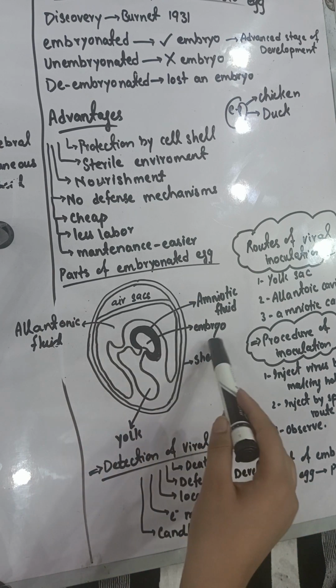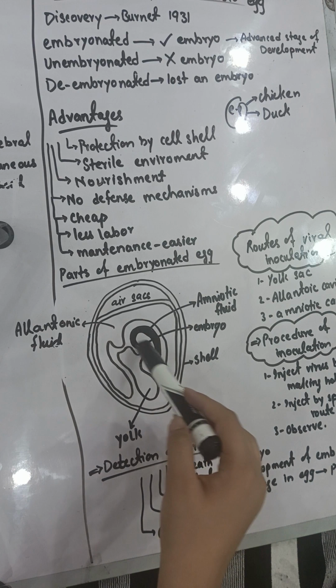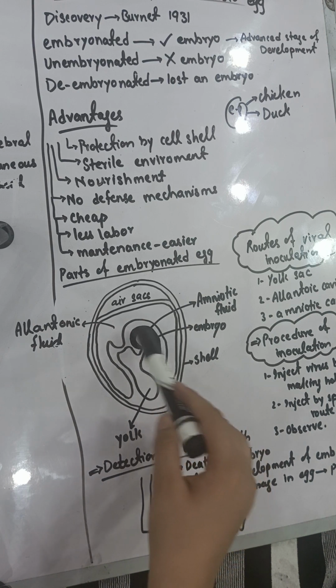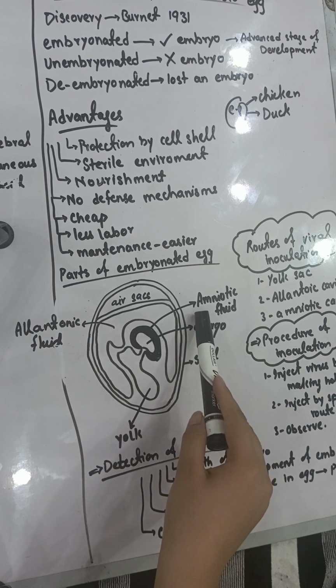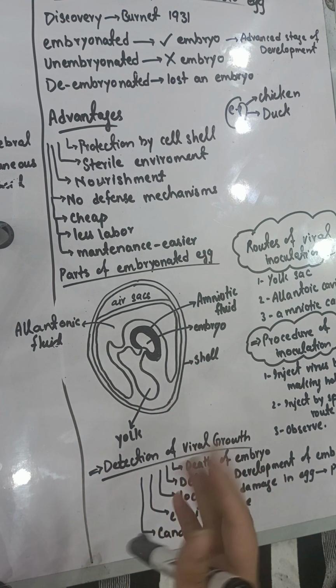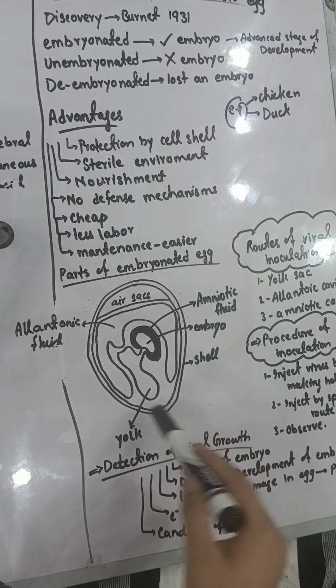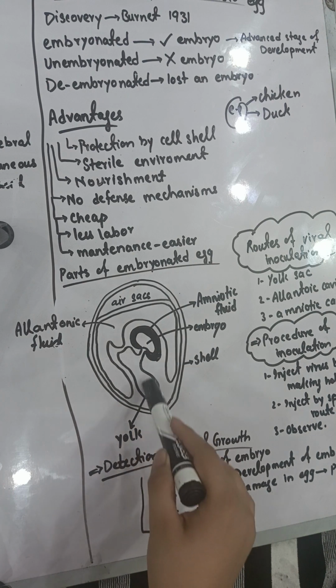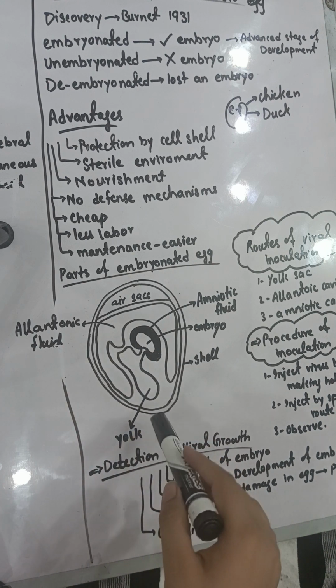This is your embryo, and on the surrounding of this embryo you have another fluid which is called amniotic fluid, so it is providing protection to your embryo. Lastly the shell, and this is the yolk of your egg cell.